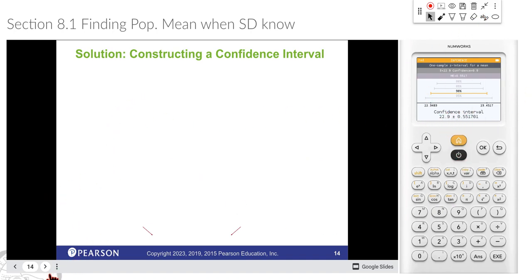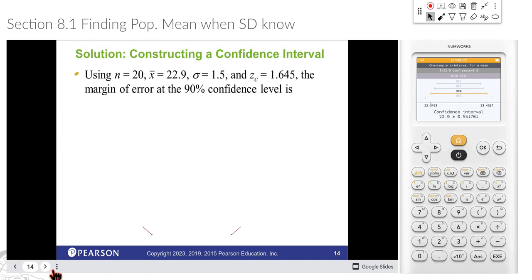Otherwise, you would have to go through all these steps in calculating. Using n equals 20, we entered all this information. Now, we didn't have to come up with this critical value because it was built in, and if we back up, we see the calculator gave it to us. So we don't have to memorize that. It was given to us and then used.